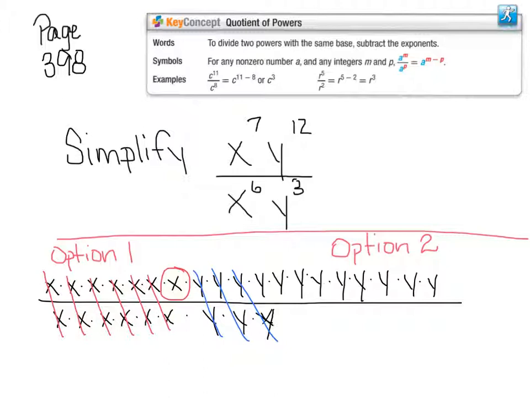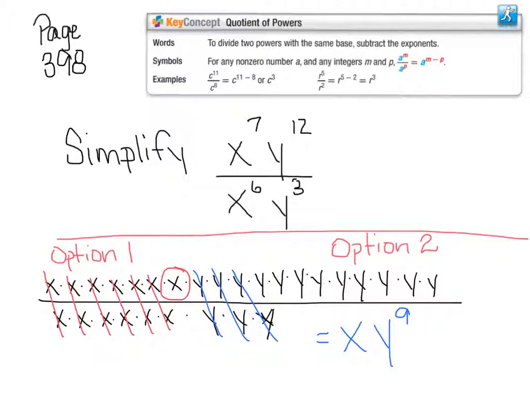Well, I only have ones. X over x would be 1. X over x would be 1. Right here, x over x. All of these pairs that I've crossed out would be 1. Anything over itself is 1. Okay, and I have an x left. So my answer here would be x, and then I count the number of y's I have left. 1, 2, 3, 4, 5, 6, 7, 8, 9. So your answer would be x y to the 9th.